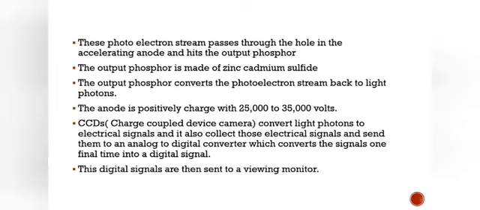The next thing is the CCD. CCD stands for charge coupled device camera. It is a type of camera that converts the light photons to electrical signals, and it also collects the electrical signals and sends them to a converter. It is an analog to digital converter. So it converts the signals one last time into a digital signal. This digital signal is then sent to a monitor. So finally, we will get a real time image of what is happening during the overall procedure.